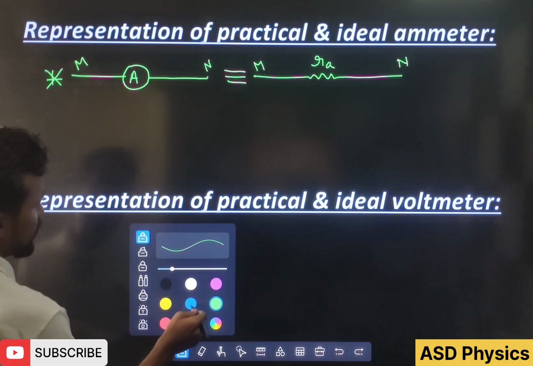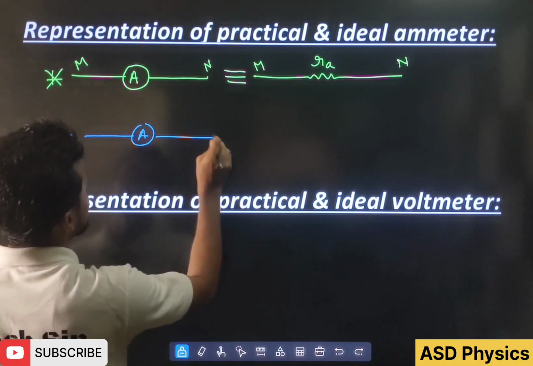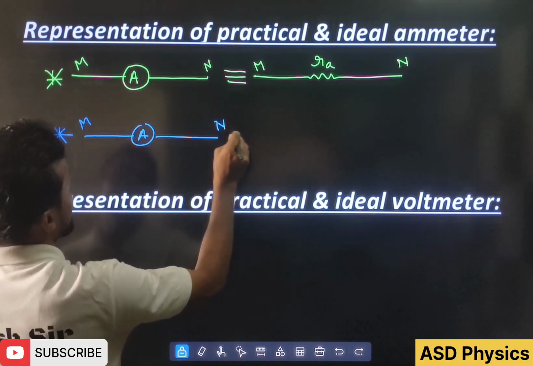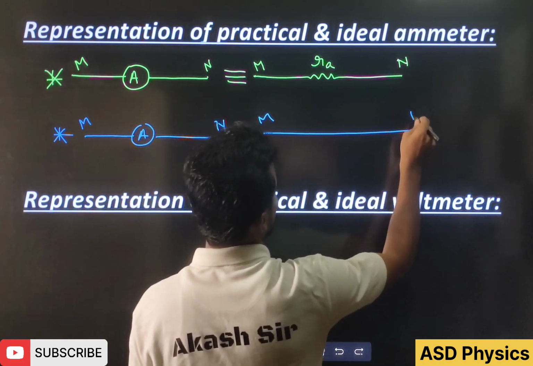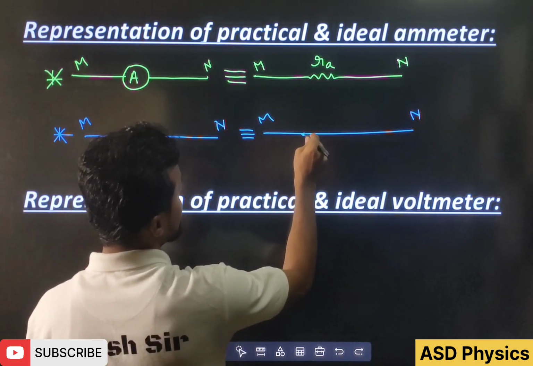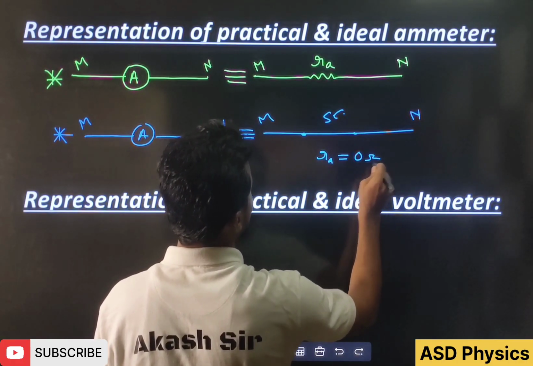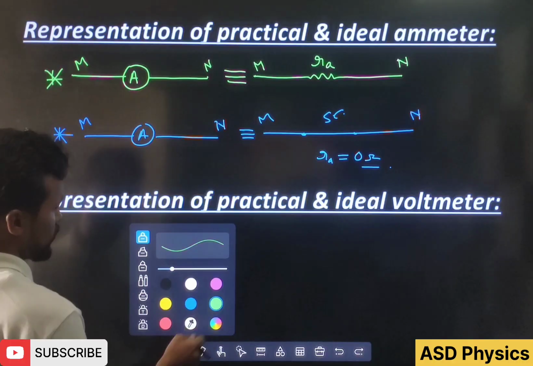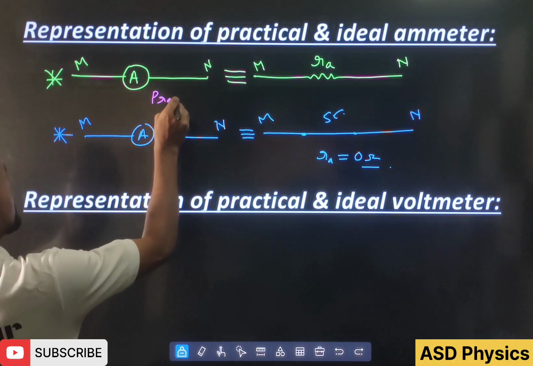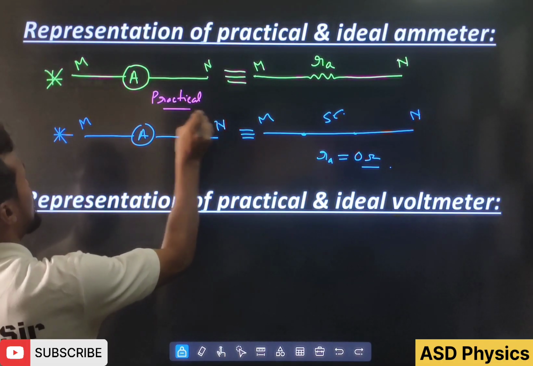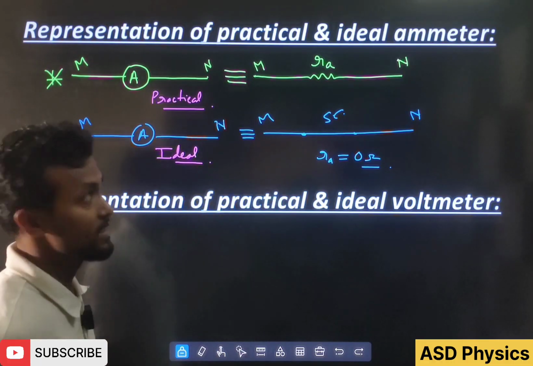Similarly, let's take the ideal one. Here also M and N. This ammeter will just be replaced by a short circuit. What is this, students? This is just a short circuit. That means the resistance of the ammeter is how much? 0 ohm. I hope it is very clear. The first one is the practical one, and this one is ideal.